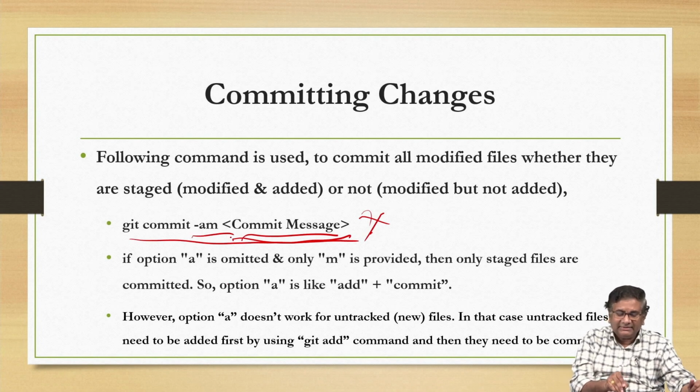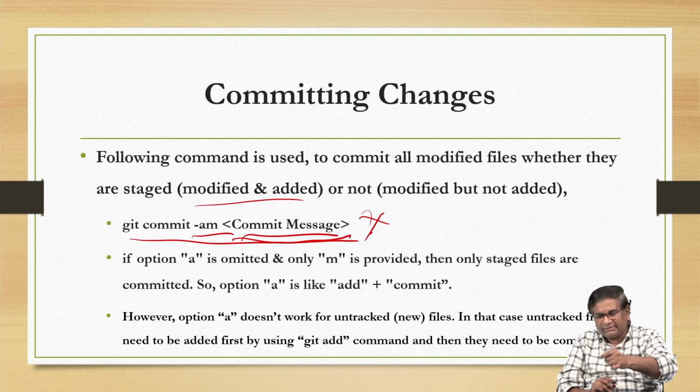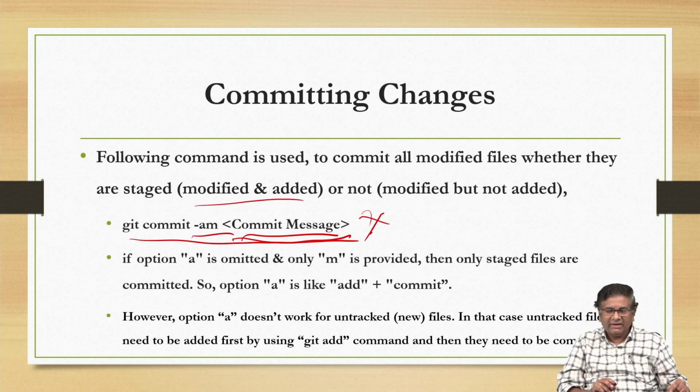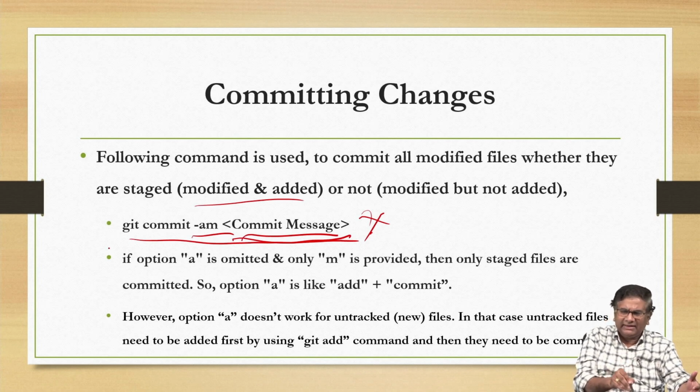Now this -am works only for modified files. If the file is not staged even once, that means it is an untracked file, then we have to add it the first time, and then we can use git commit -am. So basically, the first time, yes, we have to add. Afterwards, you don't need to add. Even if the file is changed, we can directly commit without adding using this command.